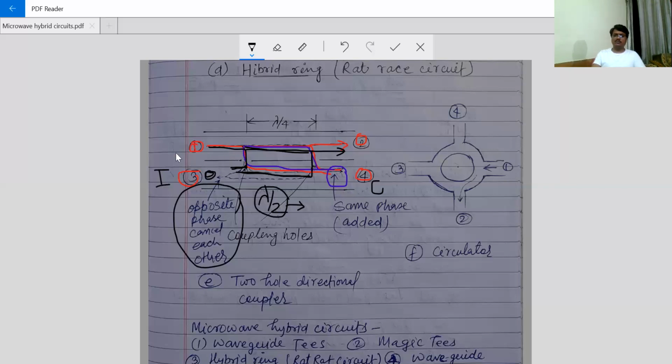From here we are giving the input. This is the input port, and this is the throughput port. So maximum power, 99% of the power, is going from here to here, but 1% is getting coupled. So 1% of the power we are getting here, at this junction.